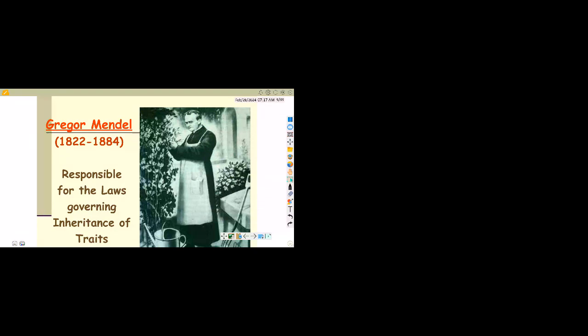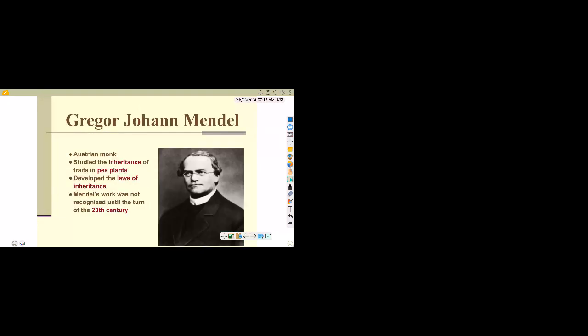This is where these people basically cut themselves off from the world. Everything he did was in the church. So he was actually able to focus on something. All right, here he is. I mean, pretty fly haircut. He was an Austrian monk. He studied the inheritance of pea plants, and he developed the laws of inheritance. His work was not recognized until the 20th century, though, but it was very important stuff.